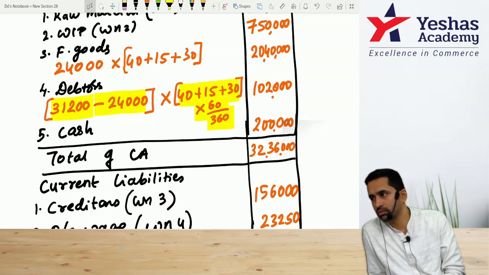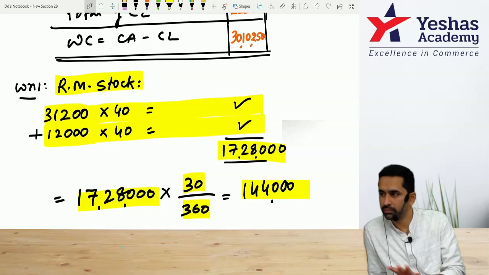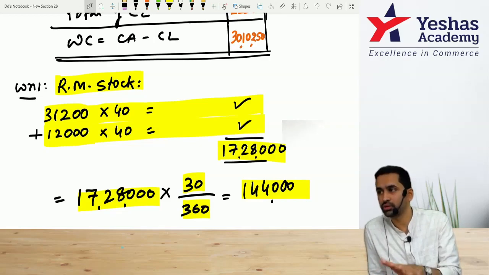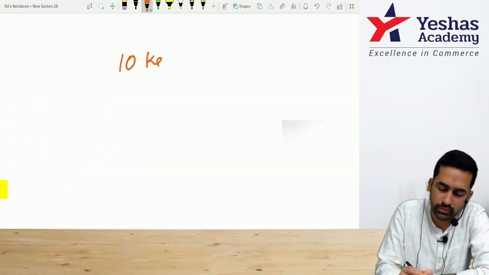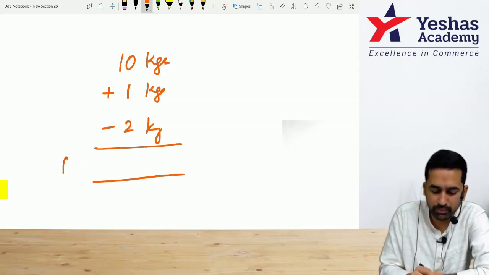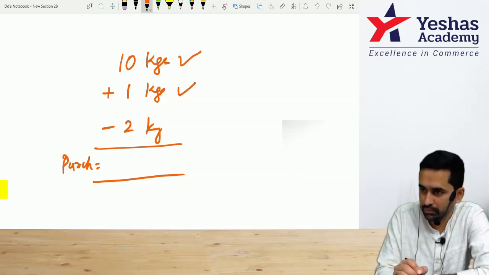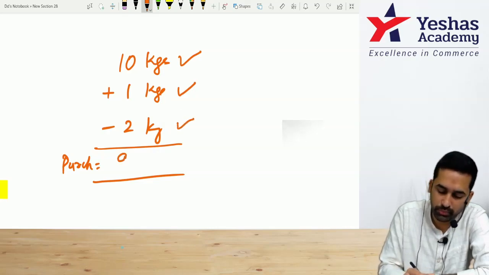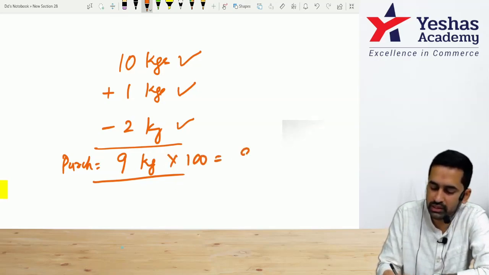Second doubt, yes, zero. Creditors. Tell me, creditors are based on what? Consumption or purchase? Purchase. How to calculate purchase? Listen, today I want to consume 10 kgs. End of the day, I want to keep 1 kg while going home. I already have 2 kg with me in the morning. Tell me now, how much should I purchase according to you? 10 I want to use, 1 I want to keep, that means 11. I already have 2, that means I have to purchase 9 kg. That means creditor will be based on 9 kg into say 100 rupee. That means purchase value 900.